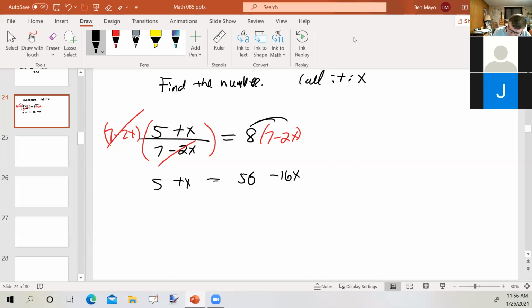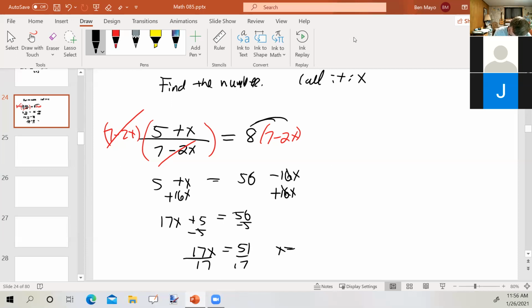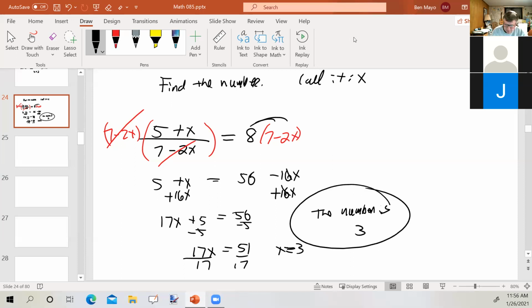Okay. I'm going to solve for x on the left. I'm going to add 16x to both sides. 17x plus 5 equals 56. Subtract 5 from both sides. 17x equals 51. Divide by 17, x equals 3. Find the number. The number is 3.